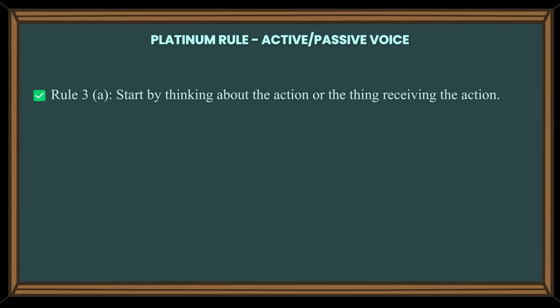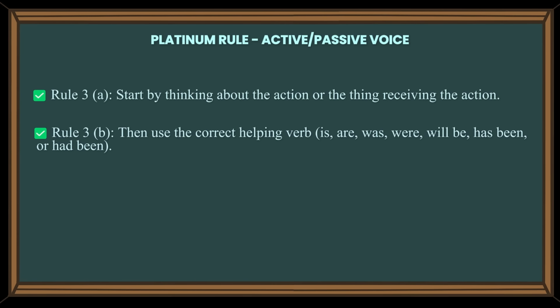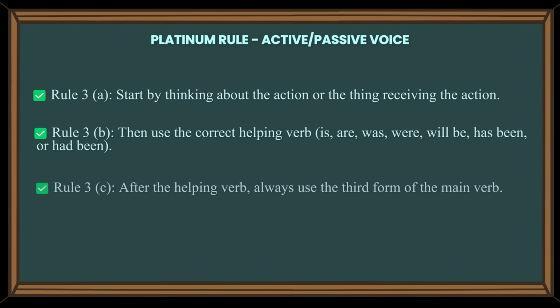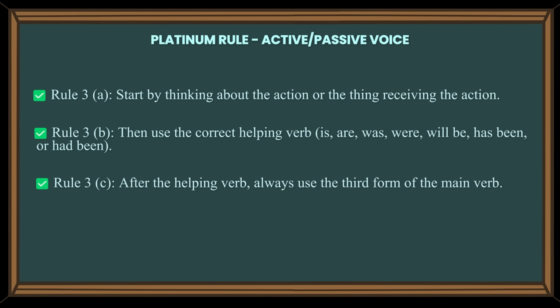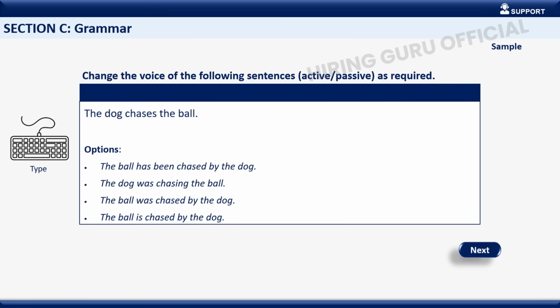When changing the passive voice, think about the action first. Then use words like is, are, was, were, will be, have been, or had been, depending on when the action happens. After that, use the third form of the word. Let me try to make it easy and explain that through an example.